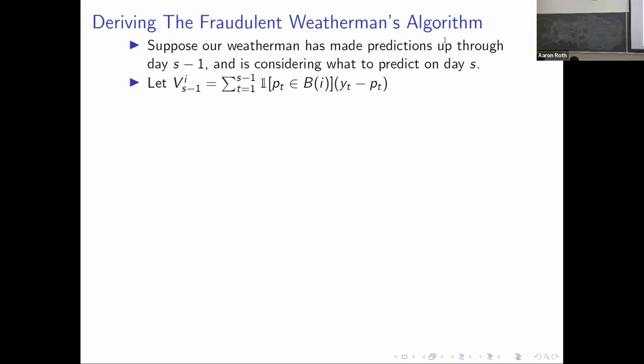If for some bucket this thing is very positive or very negative, that means I'm doing a bad job. That means that conditional on being in this bucket, my predictions have historically been biased upwards or downwards. So I should be getting a little bit worried if for some bucket i, this thing is very big or very small. I should be pretty comfortable if for every bucket this quantity is close to 0. Make sense?